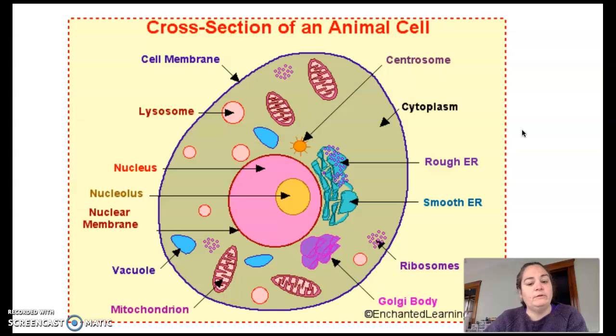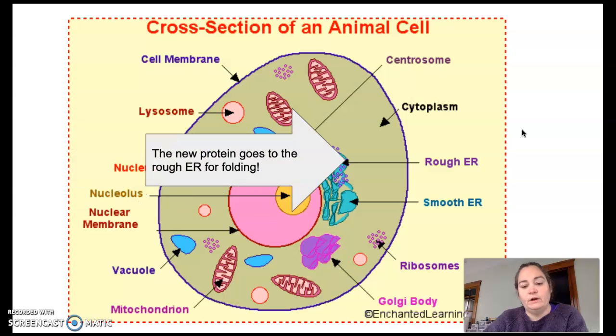However, our protein needs to be folded, so we're going to send that to the rough ER. You can see on the rough ER that there are some of these same purple dots of ribosomes. It doesn't matter where the ribosomes are, they will make the protein, and then it'll go into the ER to get folded and shipped around.